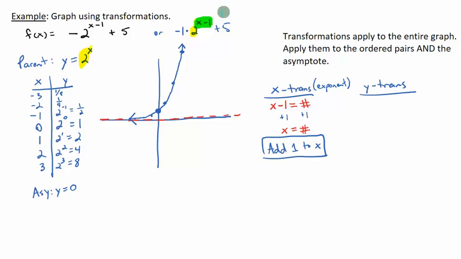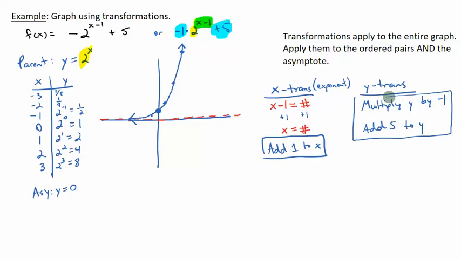My y transformations are what happens to the parent, the 2 to the power. So that's multiply by negative 1 and add 5. And those are precisely my y transformations. So I'll say multiply y by negative 1 and add 5 to y. So those are my y transformations. So I need to apply those three things to these ordered pairs, to this graph, to this asymptote.